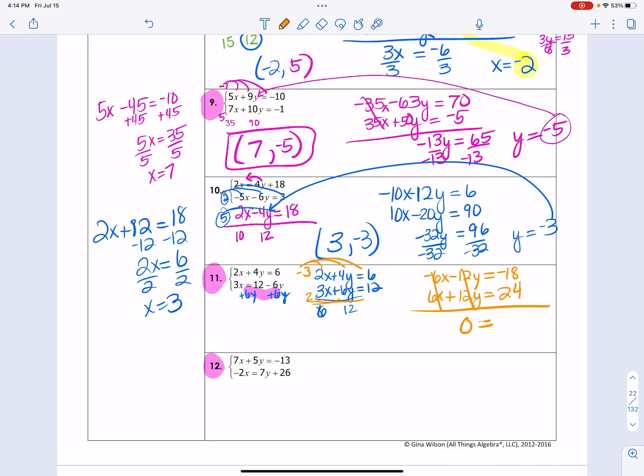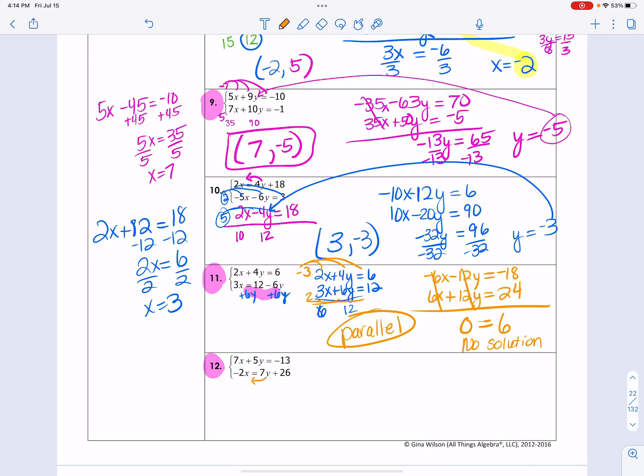All my variables cancel, so that means that it's either all solutions and it's the same line, or it's no solutions and it's parallel. Well, this is 6, so 0 doesn't equal 6, so this is a no solution, which means that these lines are parallel because they never hit. That's what the no solution means. Okay, so same thing on the next.